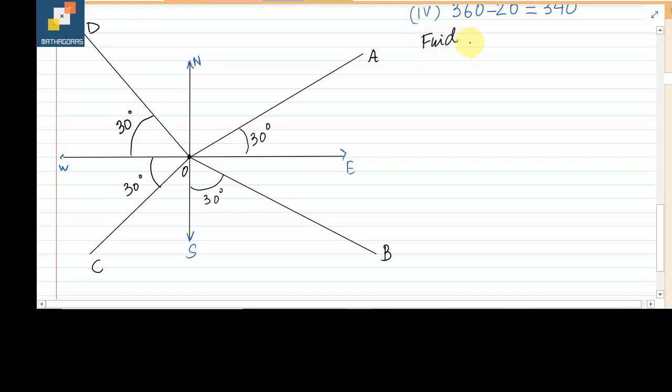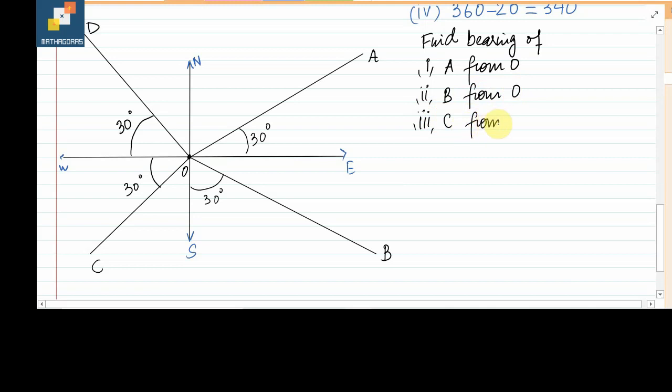Right, now questions. Find bearing of first part A from O, second part B from O, third part C from O, and fourth part D from O.